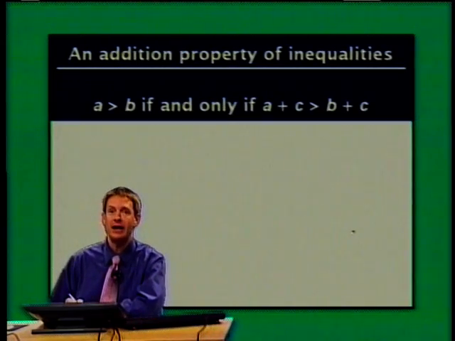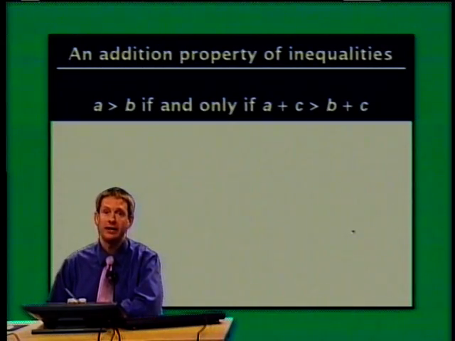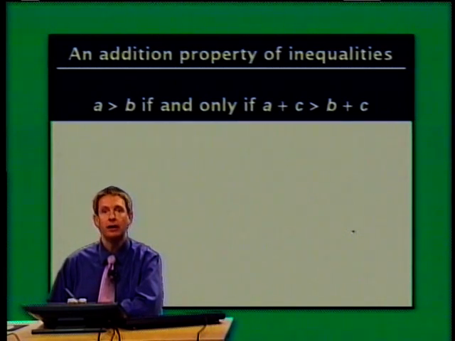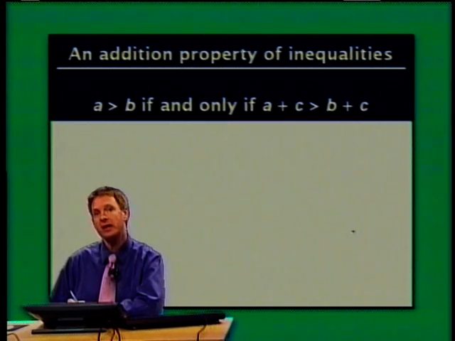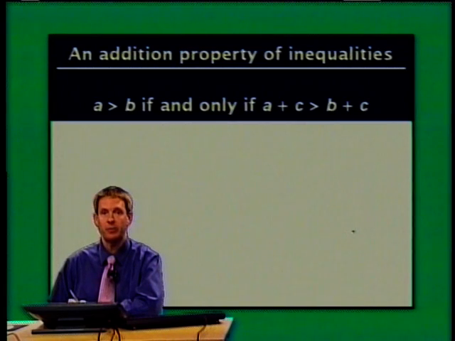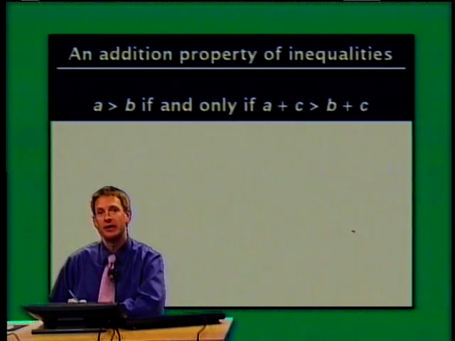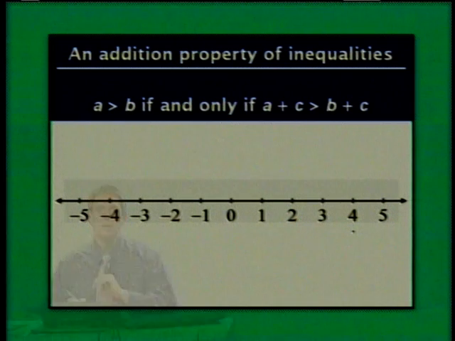One way we can state the addition property of inequalities is that a is greater than b if and only if a plus c is greater than b plus c. Here the letters a, b, and c could represent numbers, or they could represent other types of algebraic expressions. Let's explore this graphically. Here I have a number line, and I've randomly picked 2 points with the point on the right named a and the point on the left named b, because I'm trying to establish a relationship that a is greater than b.